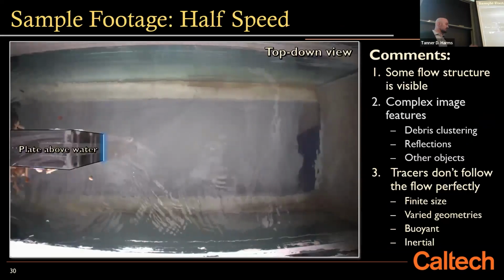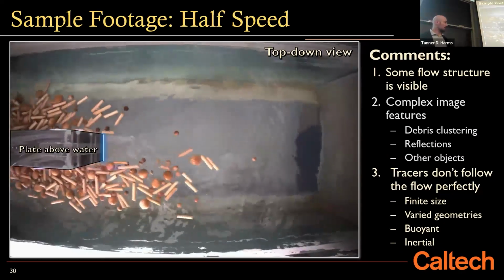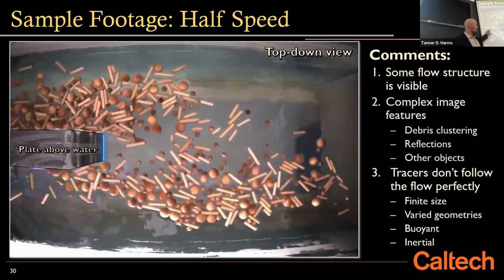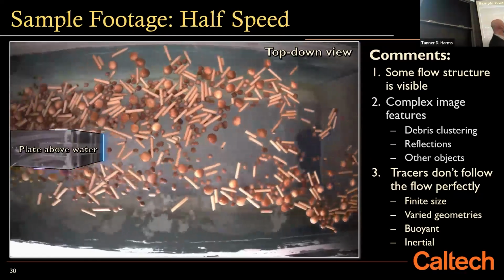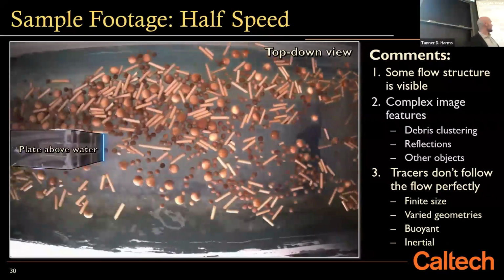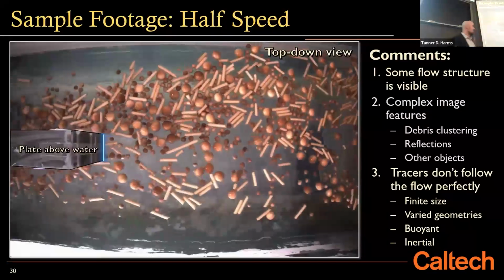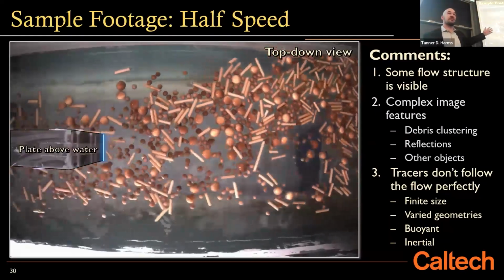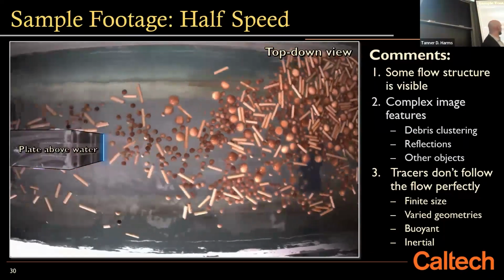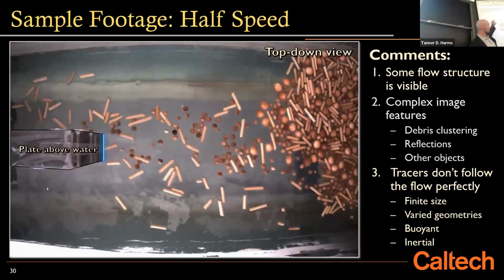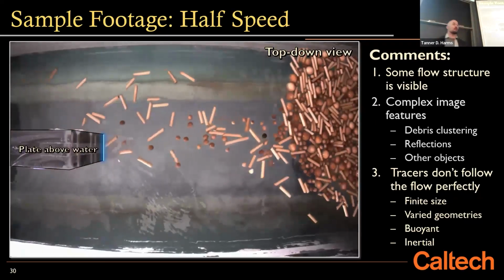So here's an example of the footage. Again, we're looking down on top of the water. This is our plate, and these are the particles. You can see some of the structures forming in the wake of the plate there. But it's also clear that there's a lot of confounding features too, like the reflections, like the gaps in the particles. All these things make it difficult to apply the normal algorithms.